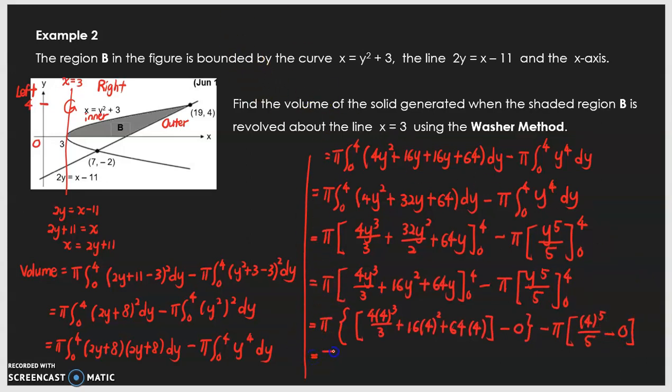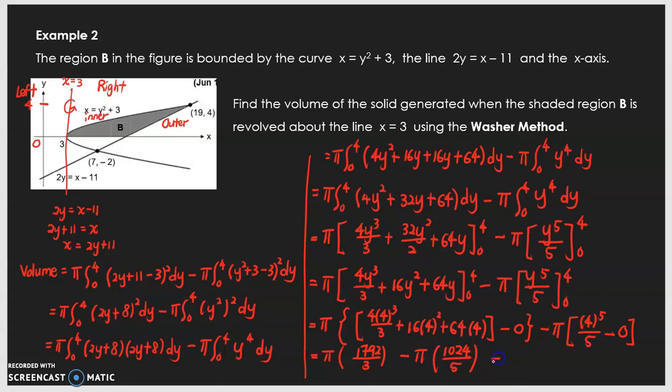So here is equals to pi. So the first value is 4y cubed over 3 plus 16y squared plus 64y. So if I substitute the value of 4, here I should have 1792 over 3, minus pi. So from here 4 power 5 is 1024 over 5.